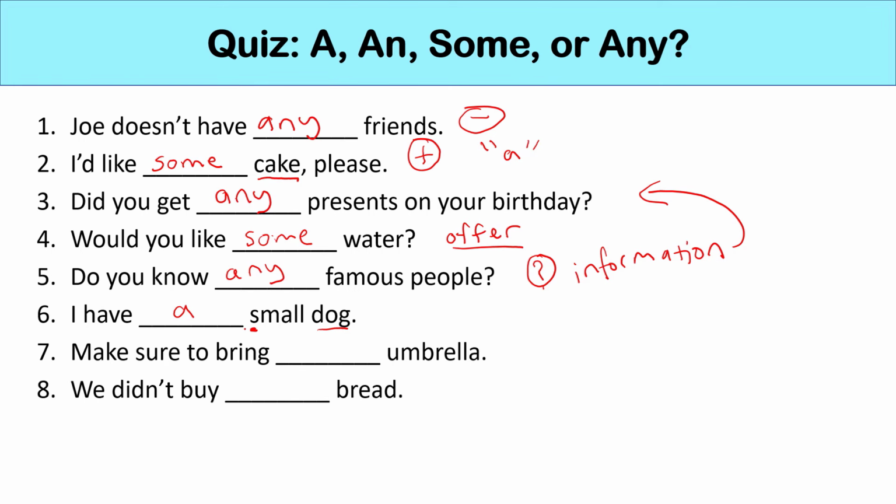Number 7, make sure to bring an umbrella. Because umbrella is a singular countable noun, and also it begins with a vowel sound, an. And finally, we didn't buy any bread. This is a negative sentence, so we have to use any.